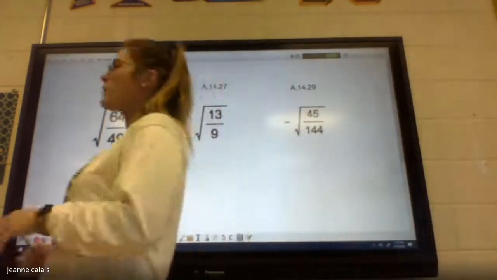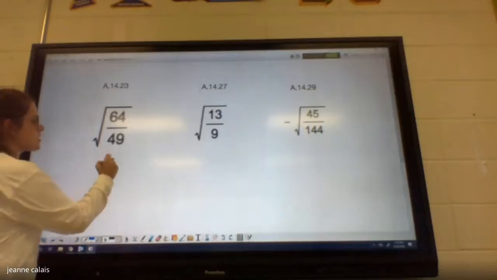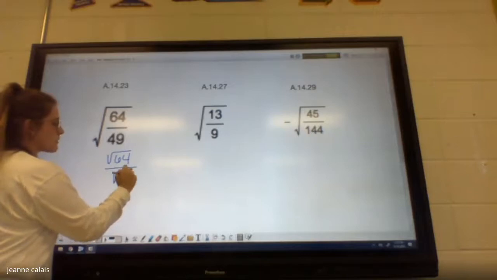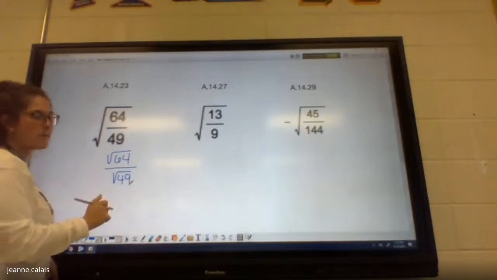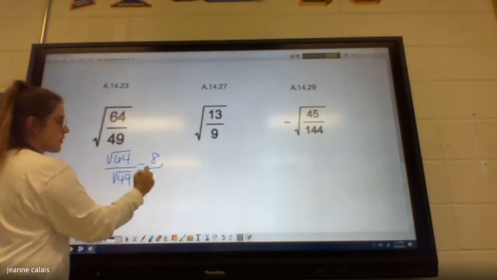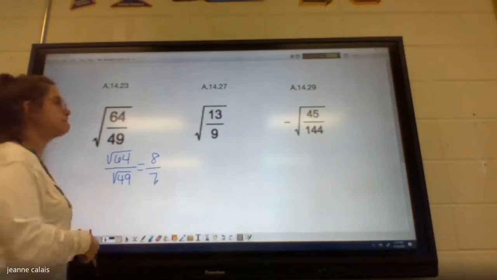Okay, so now we're looking at fractions. And like I mentioned on the last slide, break it up into two problems. Don't try to do everything at one time. So the square root of 64, that's 8. The square root of 49, that's 7. All right, done. That was easy.